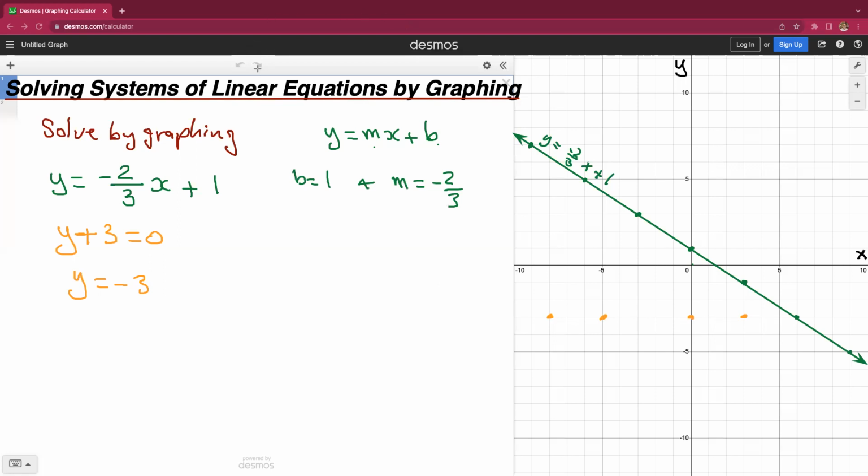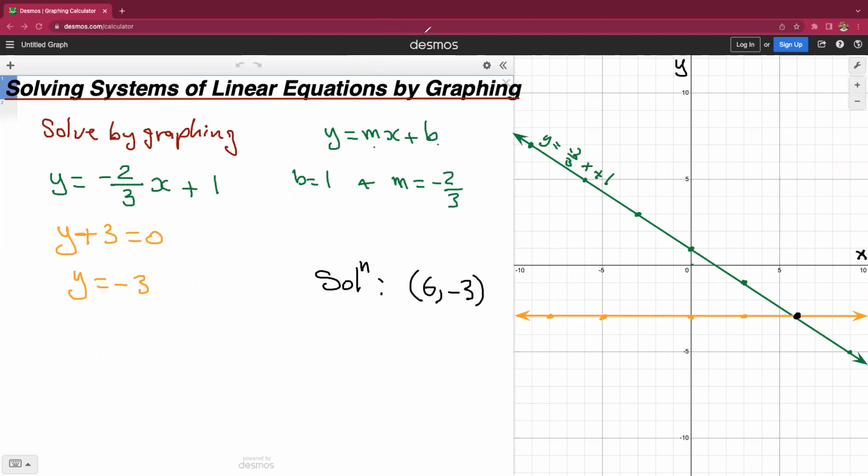Straight through y equals -3. And what's the answer then? Or the solution? The solution, they meet right here. And therefore, my solution for this is the x value is 6, the y value is -3. So the solution is 6 and -3. Okay.